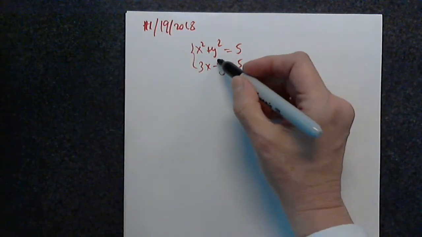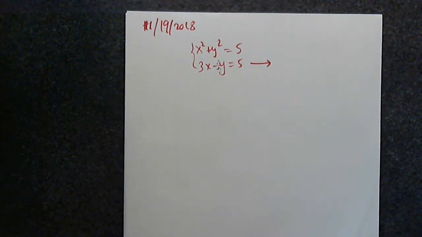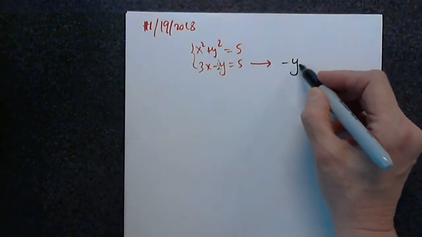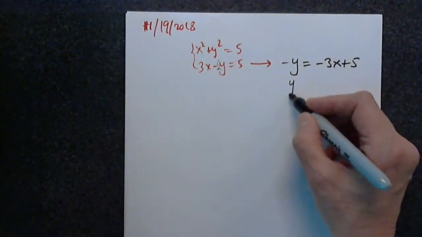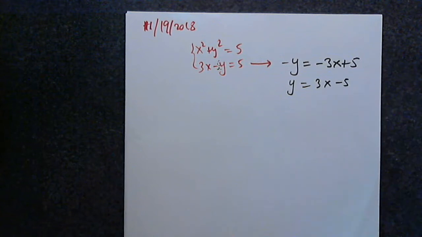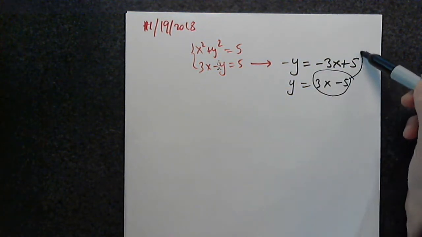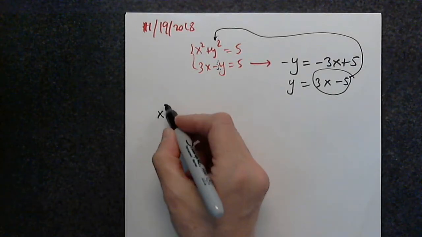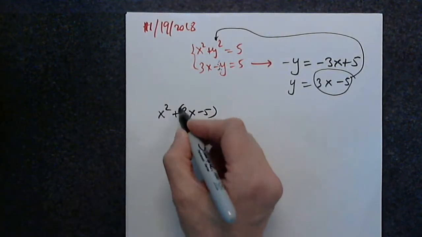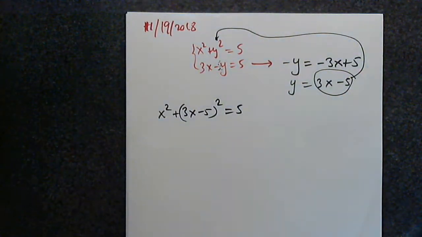Yes, because y has a coefficient of 1 or negative 1. So this is negative y equals negative 3x plus 5, and I have to multiply both sides by negative 1. Now, knowing that y can be replaced by 3x minus 5, I go back to the first equation, and I rewrite x squared plus 3x minus 5, everything squared, equals 5. Are these steps okay so far?